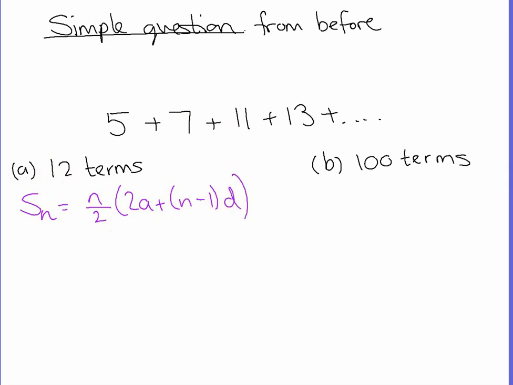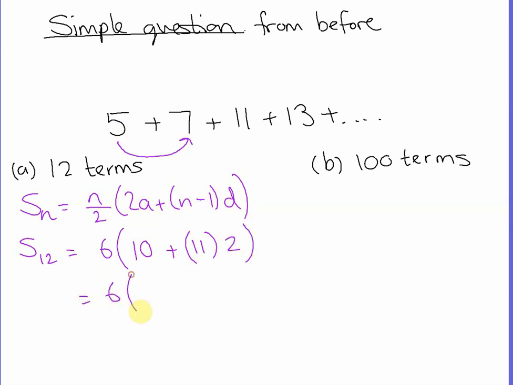Okay, so we want the sum of 12 terms, so 12 divided by 2 is 6. We want 2 of the first term, which is 10. n minus 1, so it's 1 off the number of terms, 12 terms, so that's 11. And we're going to times that by d, the common difference, which is 2. So let's tidy it up. We have 6 lots of 22 plus 10, so that's 32. And that's 192. Easy when you know how.